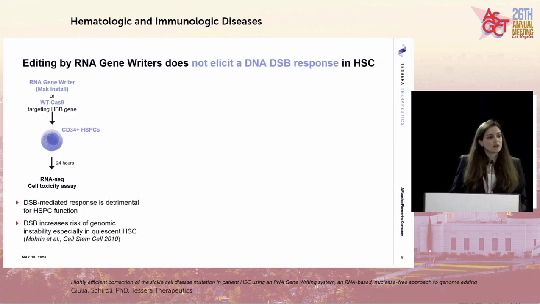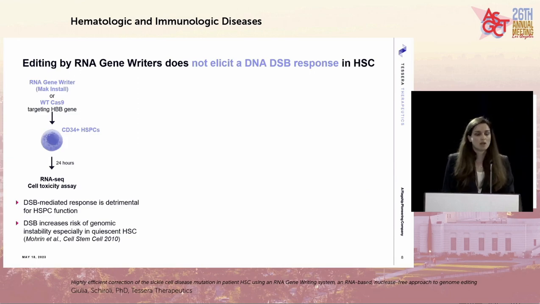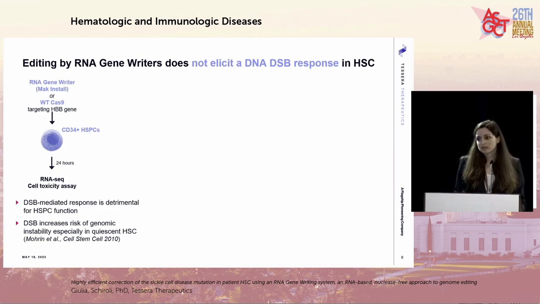We also characterize the toxicity of our platform in hematopoietic stem cells. In this case, we are comparing our RNA gene writer to a wild-type Cas9, which is introducing a double-strand break. As a reminder, the TPRT mechanism doesn't introduce a full break, but only a single nick. And this double-strand break has been characterized to be very detrimental, especially in quiescent HSC, from the literature.